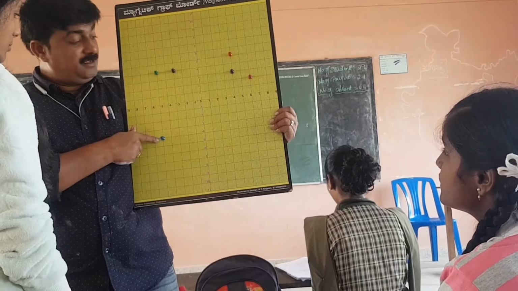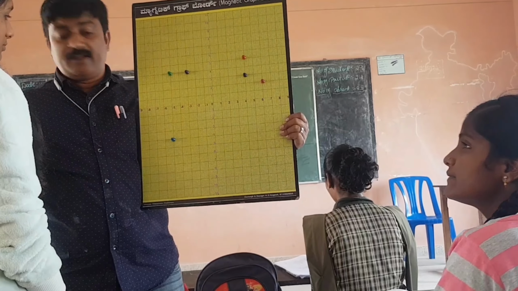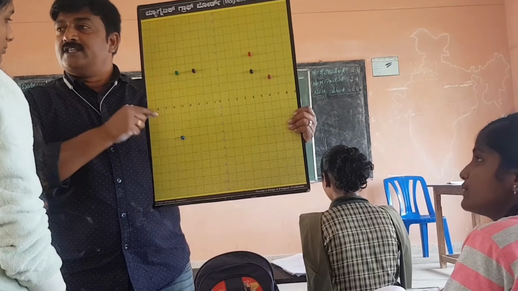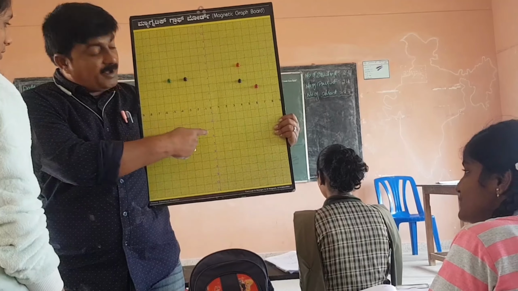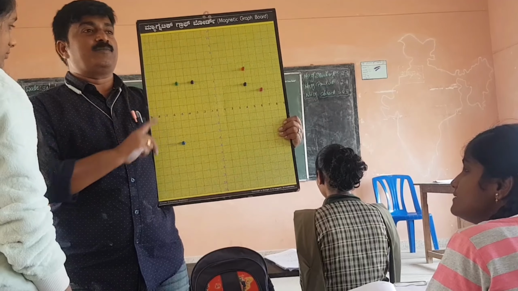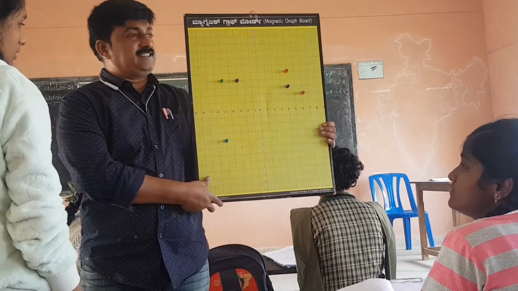Minus 5, comma minus 4. Very good. Minus 5, comma minus 4. This point has this coordinate. Minus 5, comma minus 4. Find them out like this.